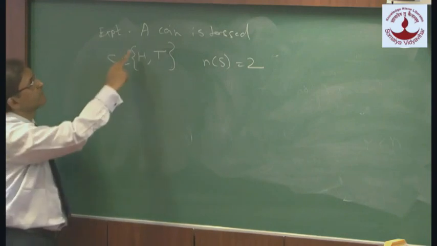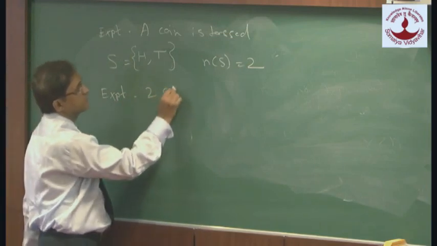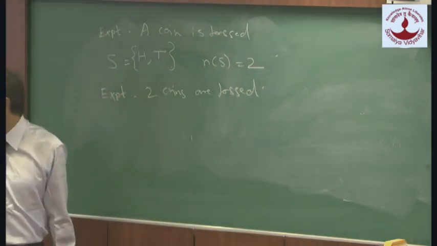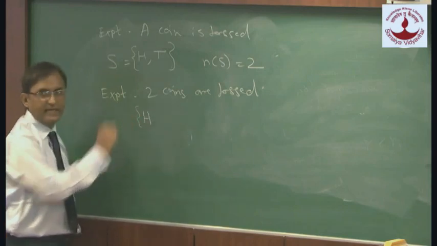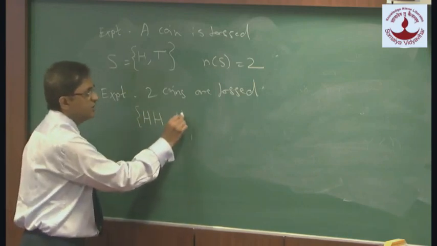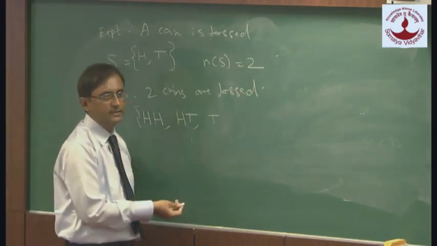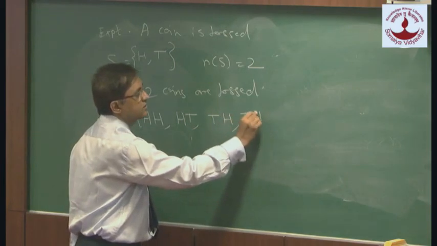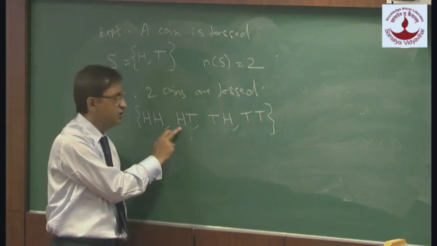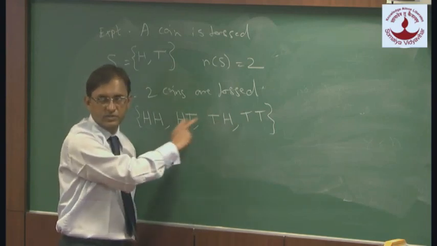Now suppose instead of 1 coin, 2 coins are tossed. What are the possible outcomes? On the first coin you will get a head, on the second coin also a head. This is one possible outcome. On the first coin a head, on the second coin a tail. Or on the first coin a tail, on the second coin a head. Or on both the coins a tail. These two outcomes are different. Order is important here. First coin head and second coin tail, or first coin tail and second coin head.